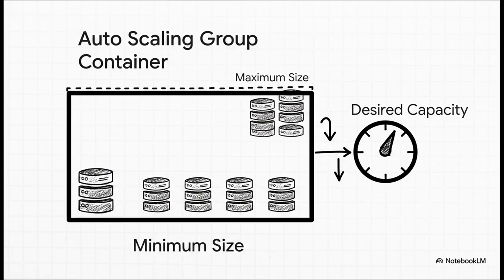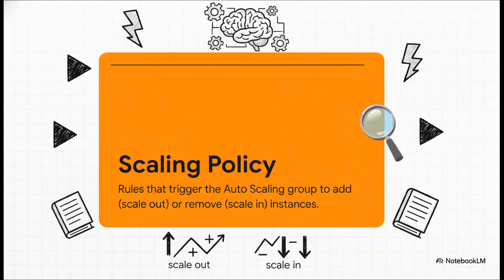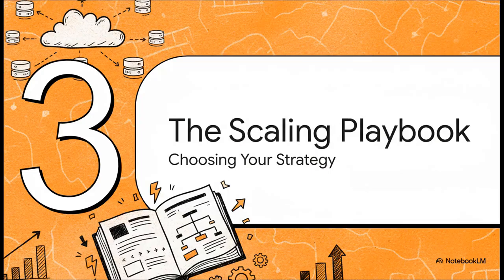The desired capacity, well, that's the magic number. It's the number of instances the group is always trying to maintain. And that's the number that your scaling policies are going to adjust automatically. And that brings us to the third piece, which is really the brains of the whole operation, the scaling policy. These are the rules that tell the autoscaling group, hey, it's time to change that desired capacity. It's the trigger, the decision maker, for when to add or remove instances. So we've got our what, our where, and our when.